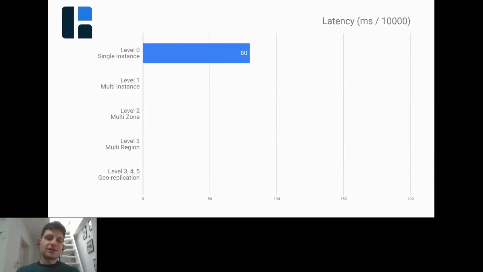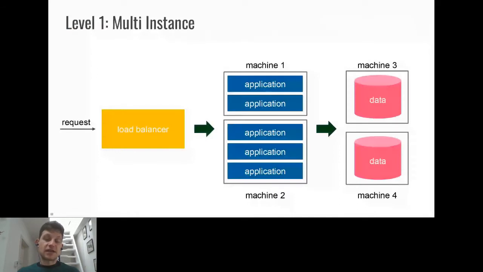But okay, you didn't join this talk to hear about a simple development environment. So let's go straight to the first really highly available system, running on multiple instances. Running on multiple instances means that if one machine is down, your system is still available. And a diagram could look something like this.